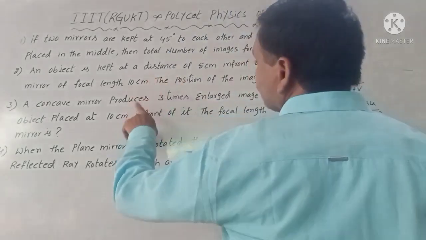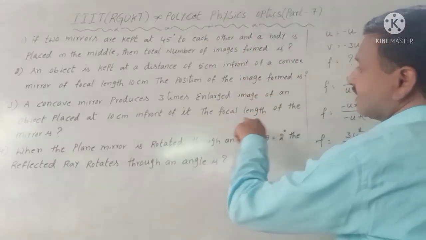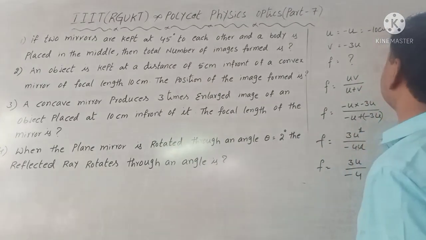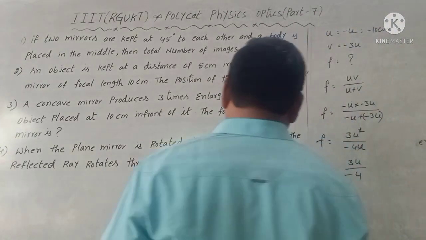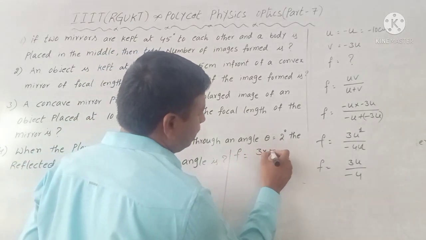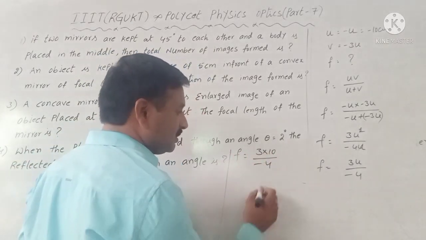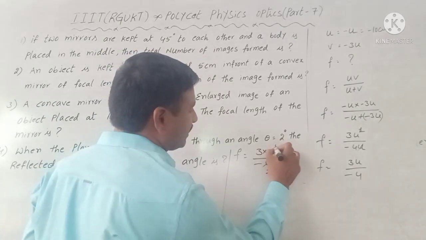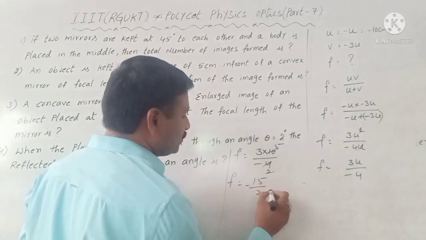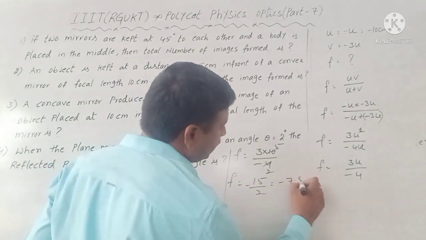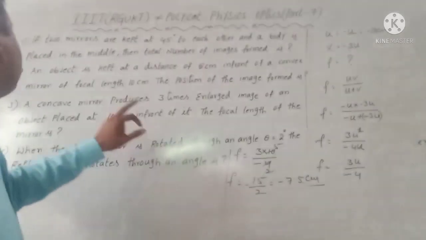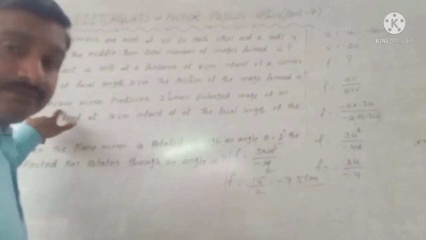The U value is already given, the object is placed at 10 centimeter. So we substitute this value. F is equal to 3 into 10 by minus 4. So 2 2s are 4 and 2 5s are 10, then F is equal to 15 by minus 2. Then its value is minus 7.5 centimeter. It is the focal length of the concave mirror.